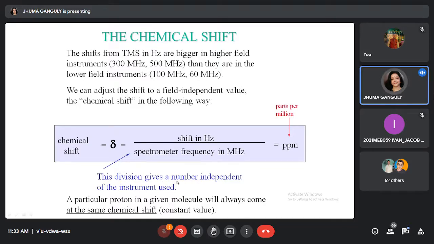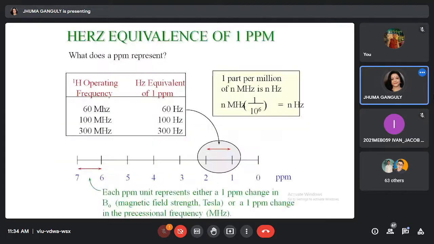So this division gives a number independent of the instrument used. A particular proton in a given molecule will always come at the same chemical shift. A constant value will be there. So it is a kind of rectification. Now, that is some calculation for clarification: proton operating frequency of the instrument, and its hertz equivalent, is this much.